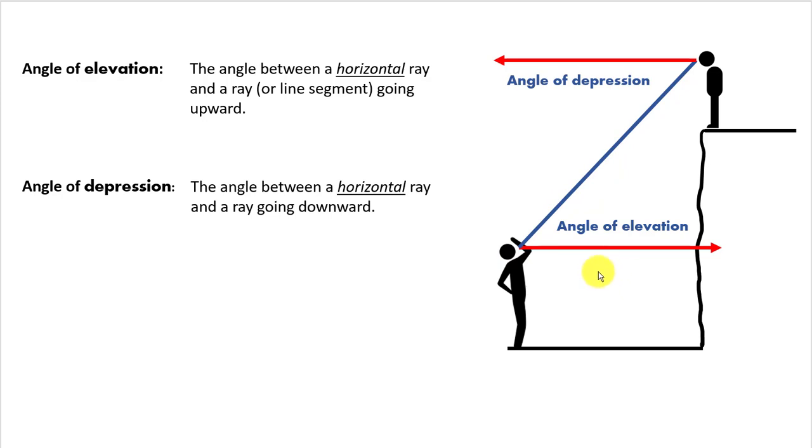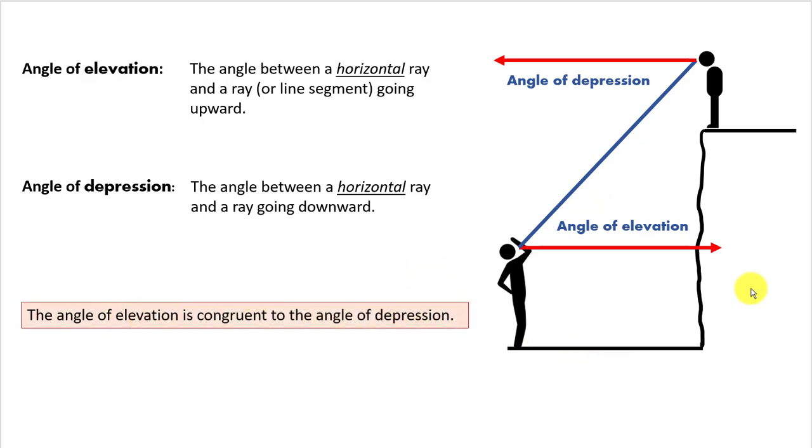I'd like to emphasize that in both definitions, one of the sides of the angle would be a horizontal ray. Try to keep that in mind. What else can we say about angle of depression and angle of elevation? Well, since both involve a horizontal ray, that means that here we have two parallel lines, right? And if we look at this line of sight as a transversal, realize that angle of depression and angle of elevation are alternate interior angles, and therefore they're equal.